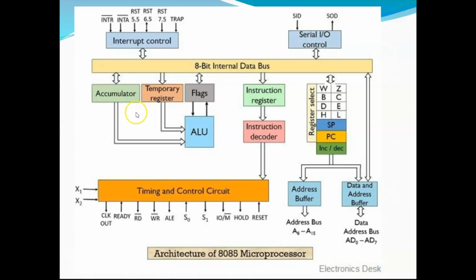The ALU is connected to the accumulator, temporary register and flag register, and the 8-bit internal data bus is connected to everything other than the ALU, the instruction register and instruction decoder, and all are connected to the timing and control signals, and a set of registers, special purpose and general purpose registers, the address bus for A8 to A15, and the address and data bus for AD0 to AD7.